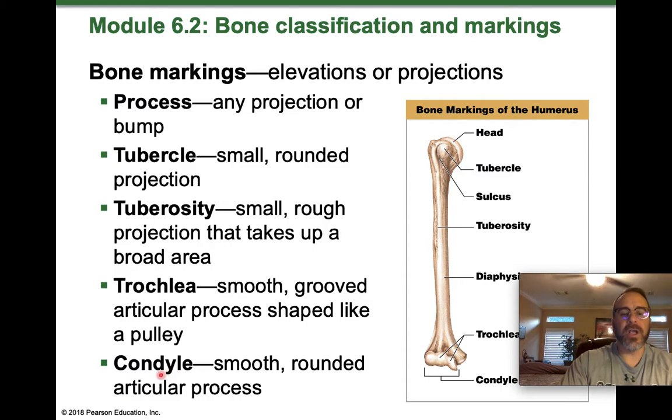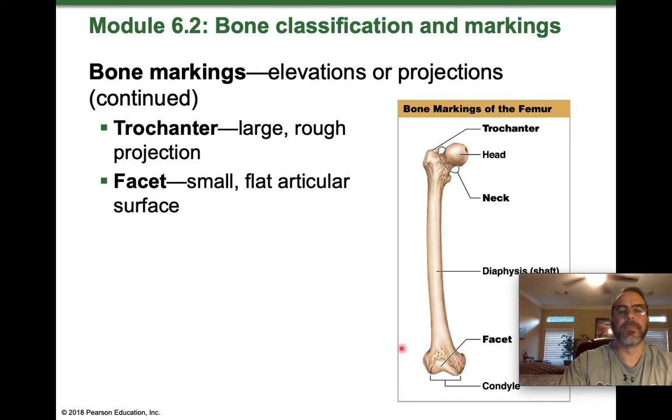And then we have what's called a condyle, and the condyle is going to be the smooth, rounded, articular process. So the whole thing is called the condyle, and then this little part here and this part here is called the trochlea. All right, we already talked about the trochanter up here of the femur. This is called the greater trochanter, and the greater trochanter of the femur is a large, rough projection. We also have something called a facet, and a facet is going to be small, flat, and an articulating surface. So this is where the patella would articulate with the distal end of the femur.